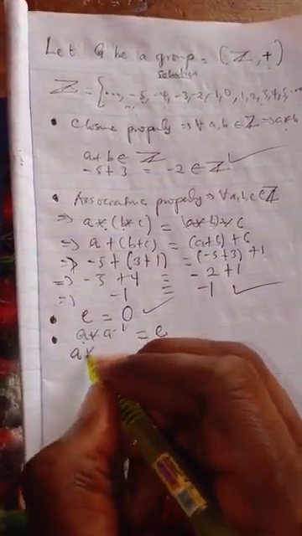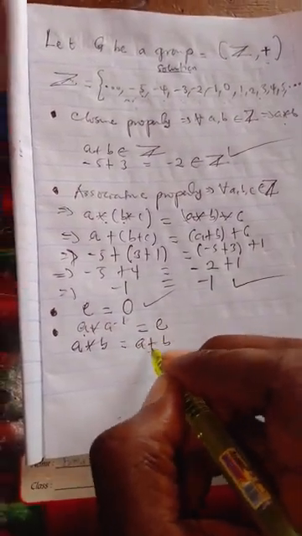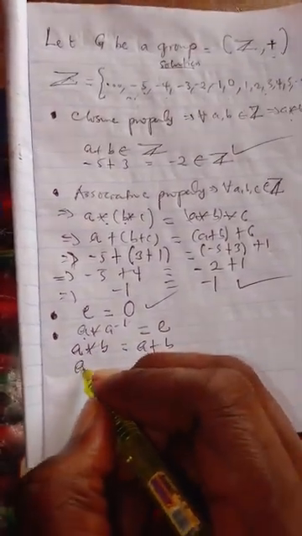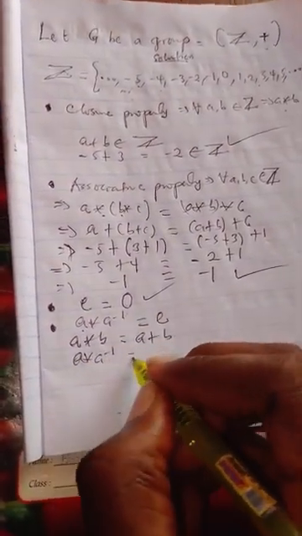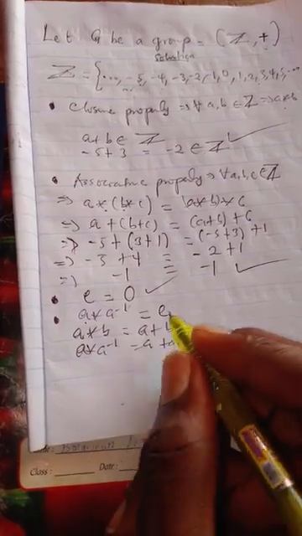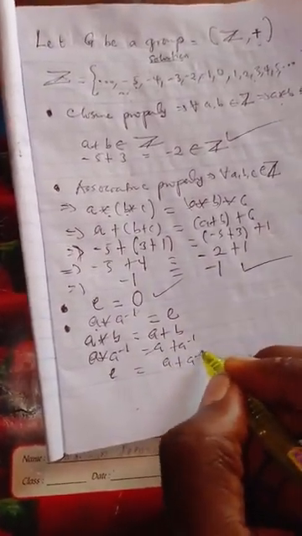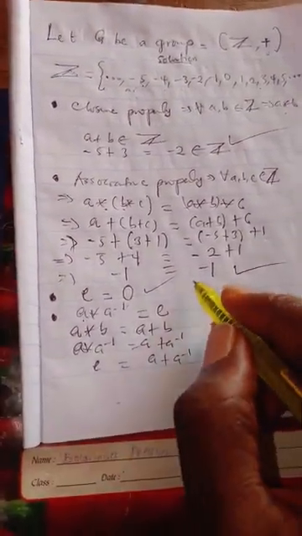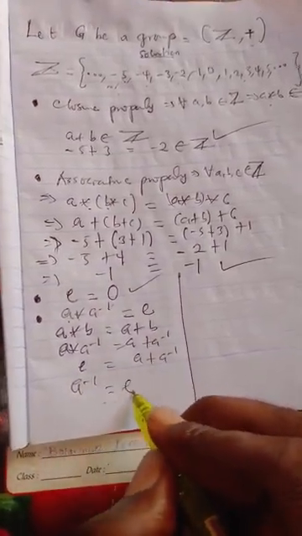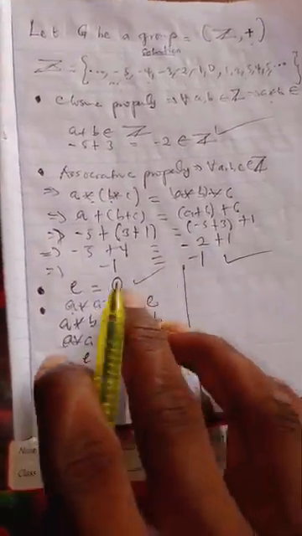So A asterisk B is equal to what? Is equal to A plus B according to the operation we are using, plus. Then turn B to A inverse. So that will be A asterisk A inverse is equal to A plus A inverse. And your A asterisk A inverse is your identity element E. So E is equal to A plus A inverse. Then if you make A inverse the subject of the formula, you have A inverse is equal to E minus A. Alright, and your E, which is the identity element, is 0.